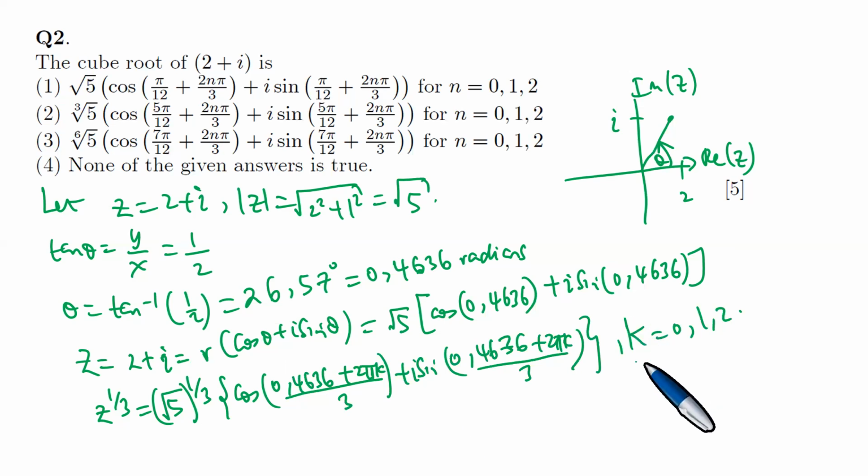Yes. Okay, so we need to compare with any of this. And you can see the 2nπ over 3. If you look at π over 12, one giveaway would be this part here. This is the square root of 5, but this is raised to 1/3. So it can't be this, it can't be that.